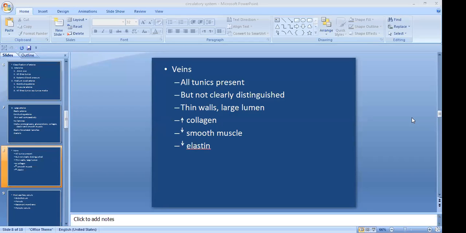The other differentiating point is that usually the veins have more collagen but less smooth muscle and elastin as compared to the arteries. I am repeating again. The veins have all the three tunicas, but they are not clearly distinguished as compared to the tunicas of the arteries. Their walls are thin and the lumen is very large. They have collagen in abundant quantity, but less smooth muscle and elastin as compared to the arteries.